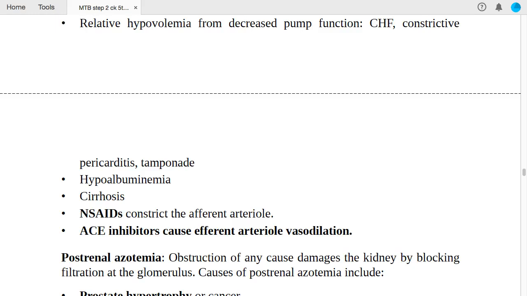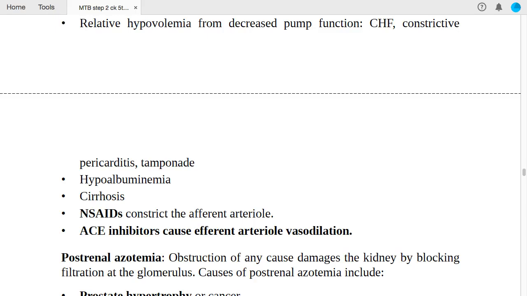Cirrhosis, in a cirrhotic patient also we can see this azotemia, and that is pre-renal. NSAIDs constrict the afferent arteriole, thereby causing ischemia of the kidney, and can lead to pre-renal azotemia. ACE inhibitors cause efferent arteriole vasodilation. So the efferent is dilated, again there will be ischemia behind, so definitely it will cause pre-renal azotemia. So these are all the multiple causes of pre-renal azotemia.